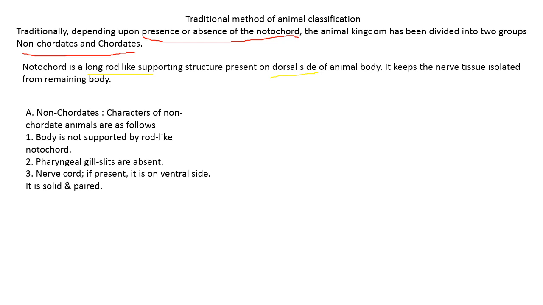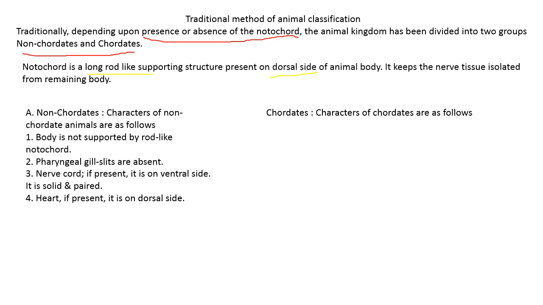If no nerve cord, no issue. If a nerve cord is present, it will be present on the ventral side and in the solid and paired form. Okay. Next we are having the heart. If present, it is on the dorsal side. Again, in non-chordate animals, if the heart is present, it will be present on the dorsal side, meaning again the back portion of the body.